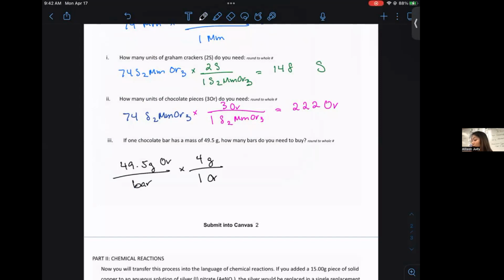3.7. Okay, 4 grams. That's not the right ratio. I'm going to flip this down to here. Okay, so for every 1 chocolate, I have 4 grams of chocolate. That cancels out my grams of chocolate, and I'm left with how many chocolate pieces are in that bar.